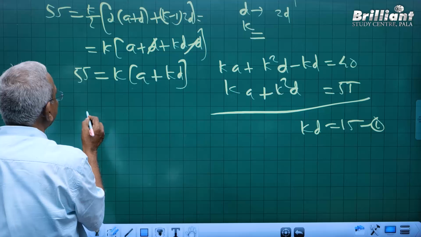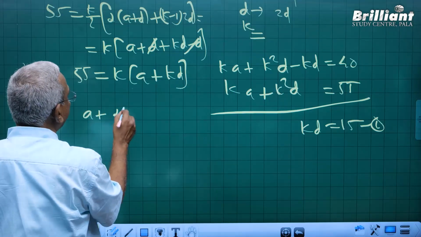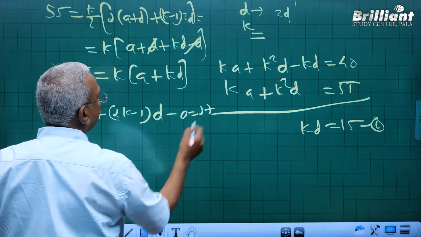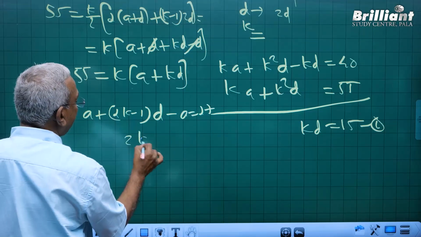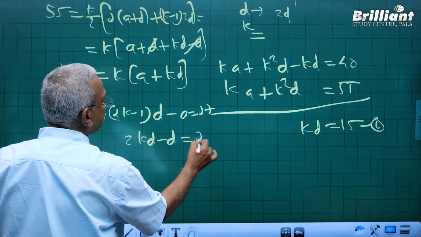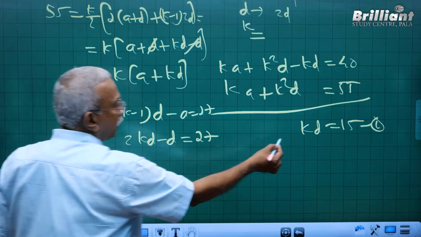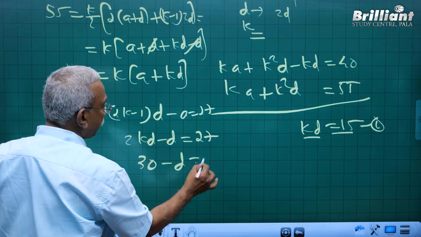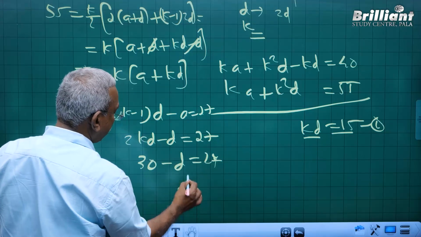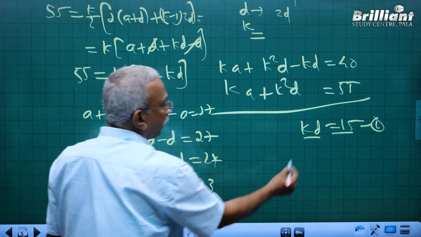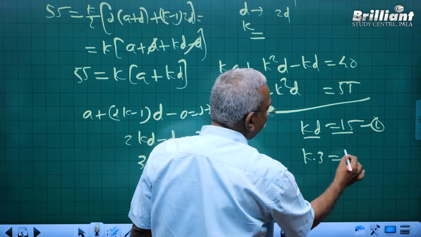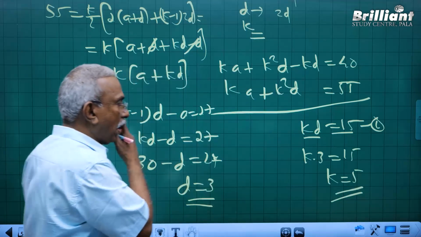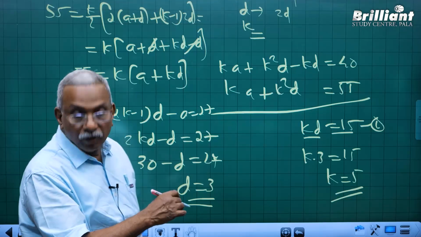And again, the first term and the last term must differ by 27, which is given here. That is, the last term A plus (2k minus 1) into d, minus A, is equal to 27, which implies that 2kd minus d is equal to 27. Here kd is equal to 15, so we can replace it: 30 minus d is equal to 27. Therefore, d is equal to 3. If you replace d with 3 here, k into 3 is equal to 15. Then k is equal to 5, which is given in our first option.